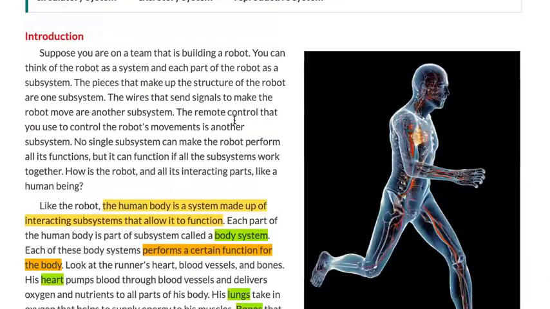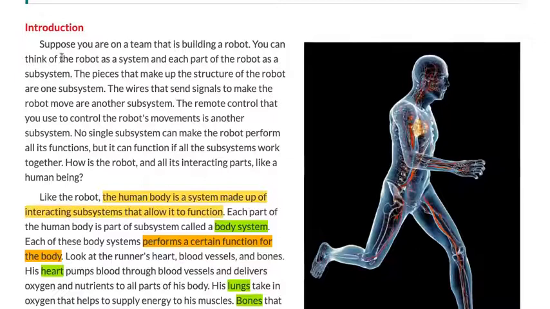And so the introduction talks to you about, suppose that you're on a team building a robot, perhaps a robotics team. You can think about a robot as a system and each part of the robot as a subsystem. Say, for example, the pieces that make up the structure of a robot are one subsystem. The wires that send signals to make the robot move are another subsystem. And the remote control that you use to control the robot's movements is another subsystem. Now, you should know that no single subsystem can make the robot perform all of its functions, but it can function if all of these subsystems work together.